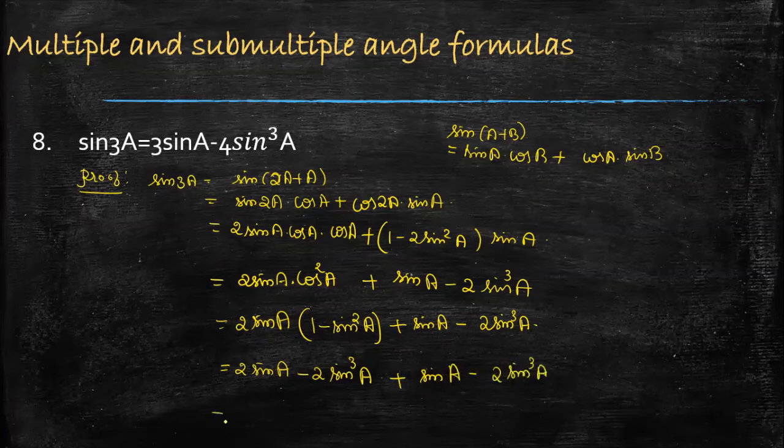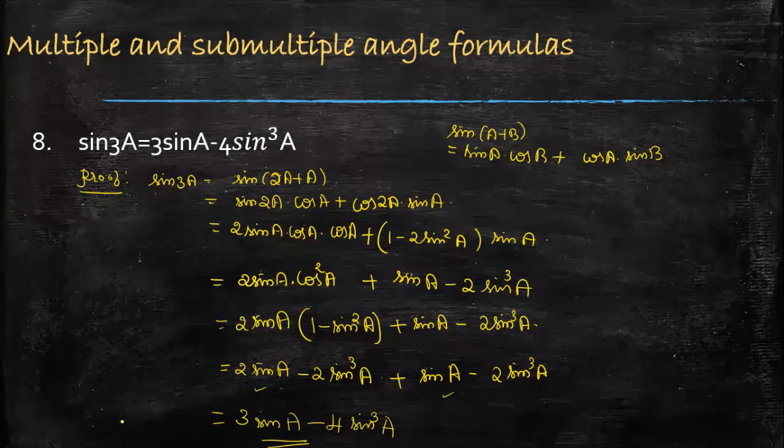Now, 2 sin A, this term and this term, 2 sin A plus sin A is 3 sin A. How many times is sin A there? 3 times. Next, see, minus 2 sin cube and minus 2 sin cube, minus 2 minus 2 is minus 4 sin cube. Hence we have the answer. So for sin 3A, we got this formula.